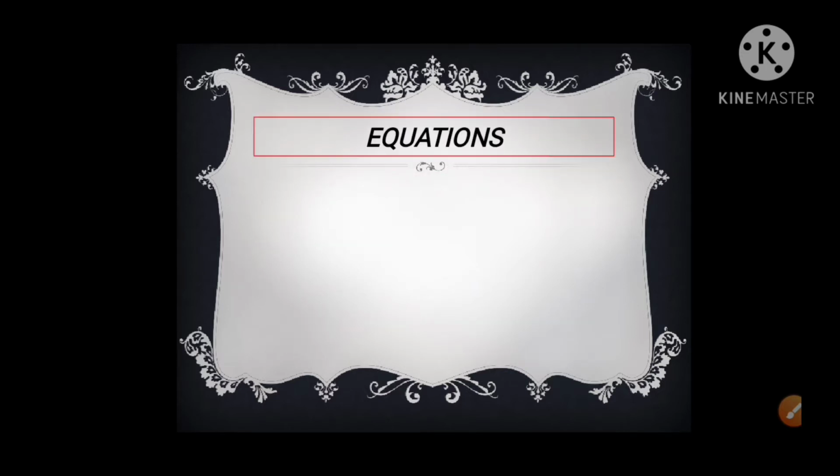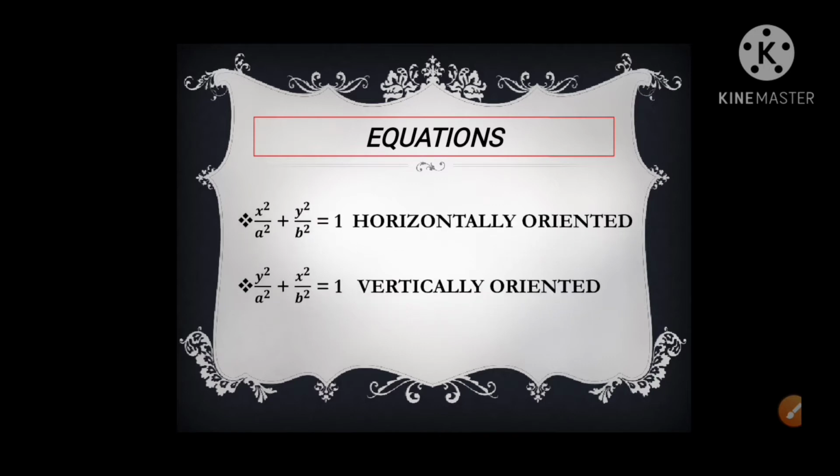So in solving an ellipse, there are two equations. The first one is x squared over a squared plus y squared over b squared is equal to 1 if the ellipse is horizontally oriented. Then the second one is y squared over a squared plus x squared over b squared is equal to 1 if the ellipse is vertically oriented.